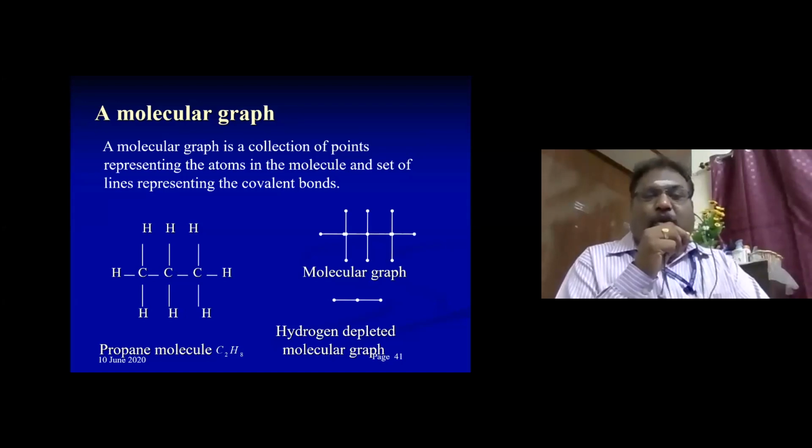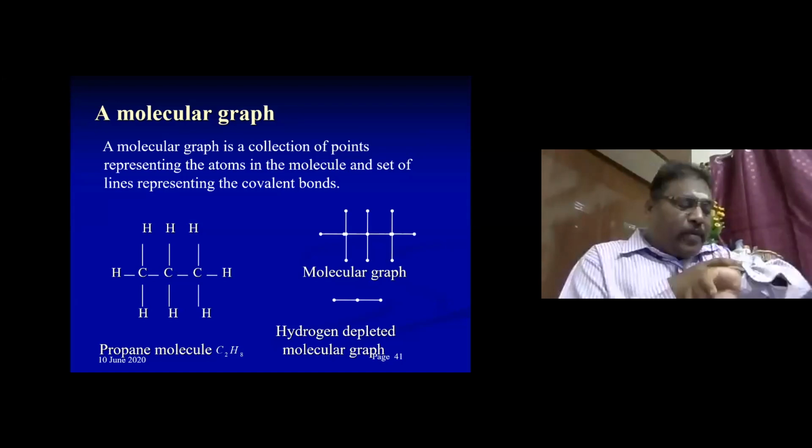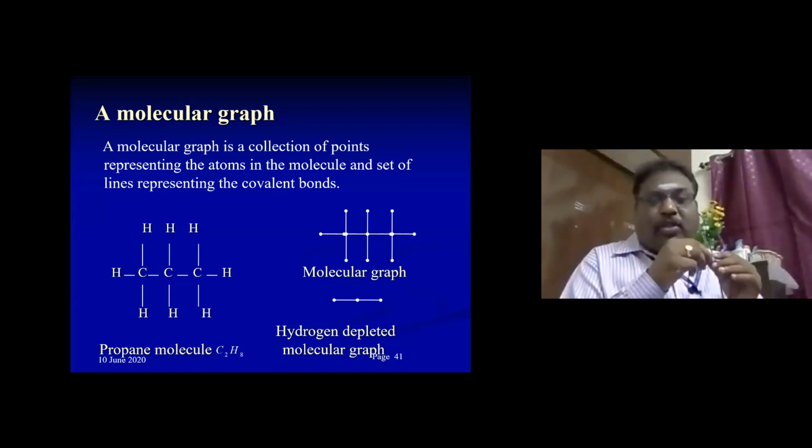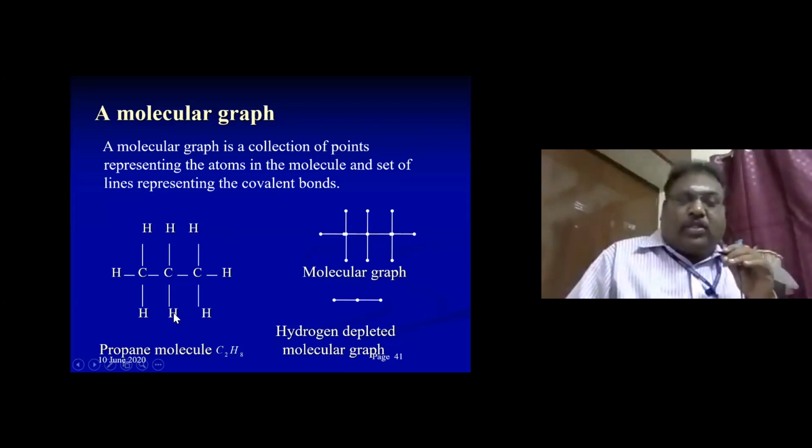Whether it is a double or single bond, the carbon and hydrogen are taken. The bonds are represented as lines. The carbon and hydrogen atoms are represented as dots, called vertices. Now look at this propane molecule C3H8 on the screen. Just put the 3 carbons, and the hydrogens are 8. This is a molecular graph.